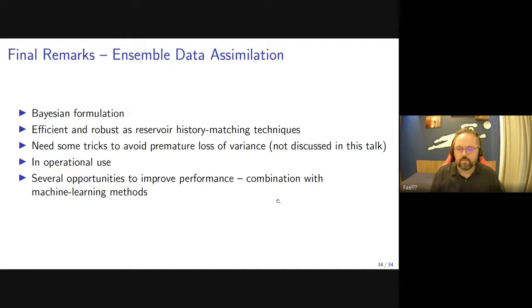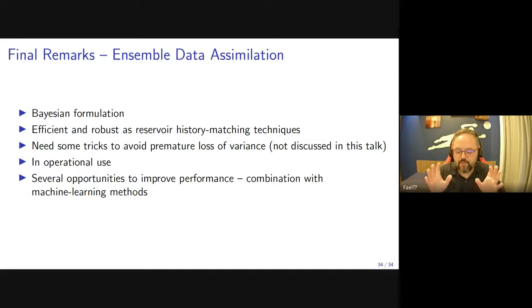Okay, that was that. Just final comments. Ensemble assimilation, Bayesian formulation. They are efficient and robust for reservoir data assimilation, reservoir history matching. They need some tricks to avoid premature loss of variance. When I was preparing this presentation, I had so many things to talk about, and one of those things was what we call localization.